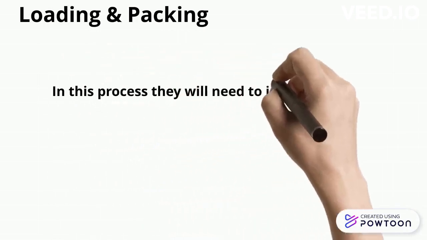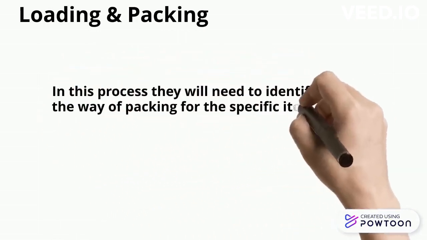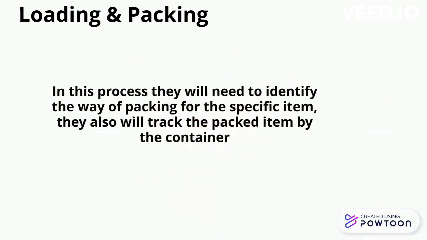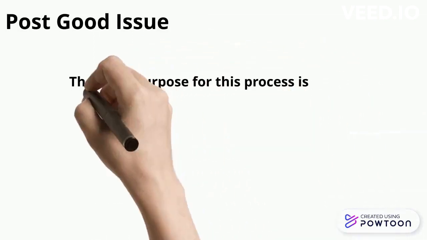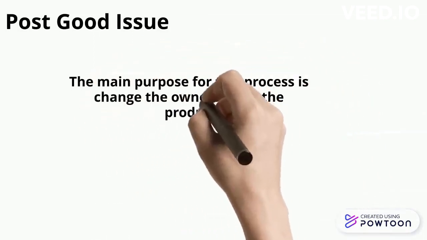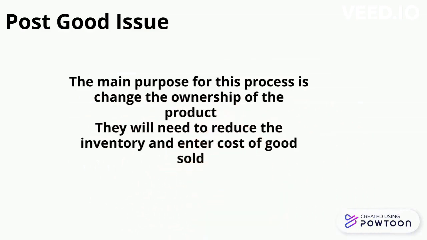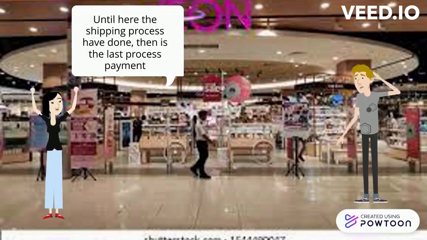In the packing process, they will need to identify the way of packing for the specific item. They also will track the packed item by the container. The main purpose of the post goods issue is to change the ownership of the product. They will need to reduce the inventory and enter the cost of goods sold. Up to here, the shipping process is done.